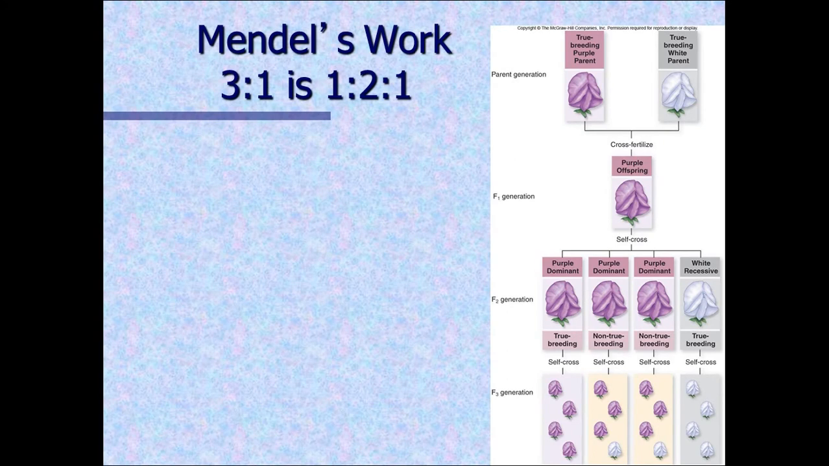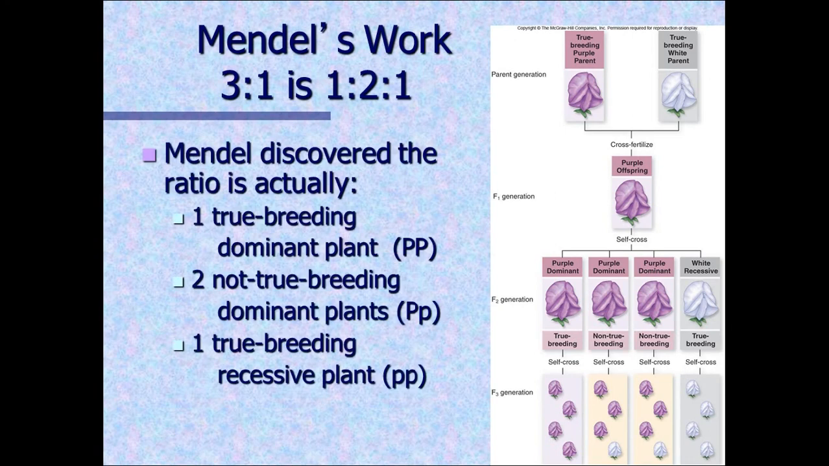So he's only comparing dominant to recessive, which is why he got a 3-to-1 ratio. But what he actually saw was 1 homozygous dominant plant, 1 homozygous recessive plant, that's the white one, and 2 heterozygous plants. That's how he got the 3-to-1, because remember, you only need 1 dominant allele for that trait, which in this case was purple, to be seen.